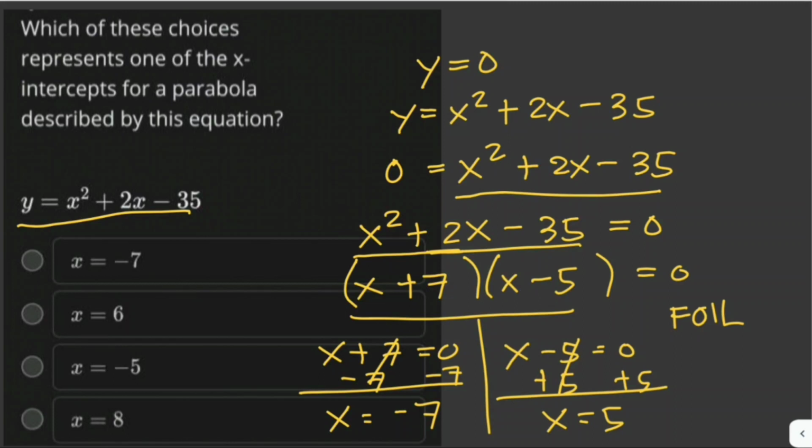And from the choices, okay, do we have negative 7 and 5 here? So we have negative 7, this one, but we don't have 5. So our answer is x equals negative 7. We will just answer one of the solutions of the x-intercepts.